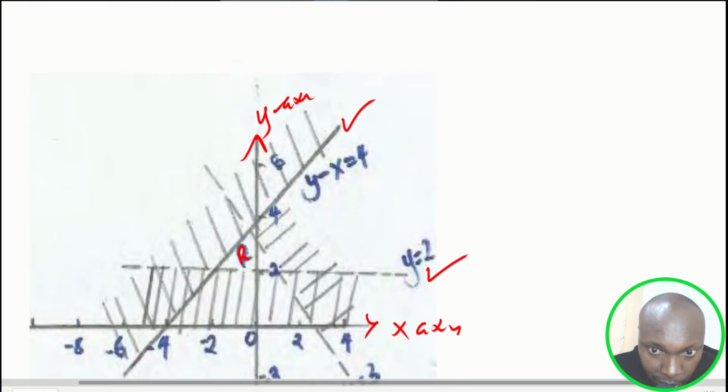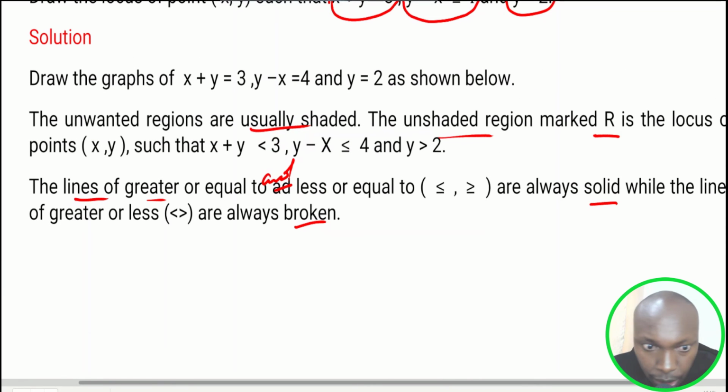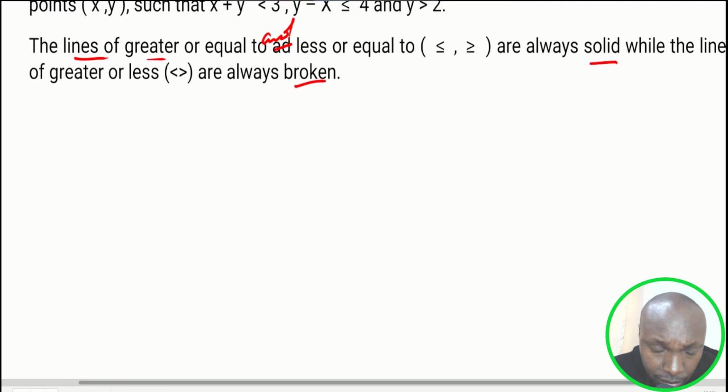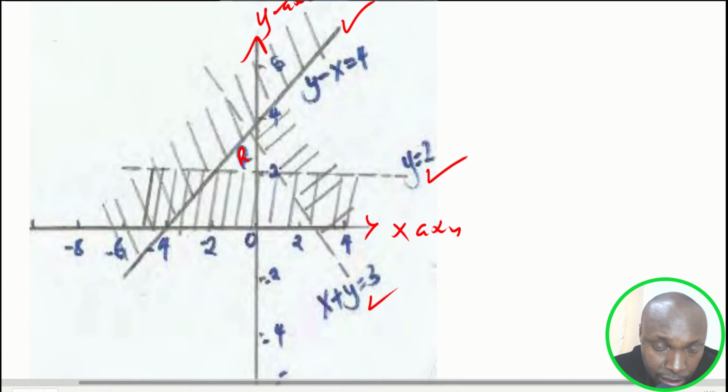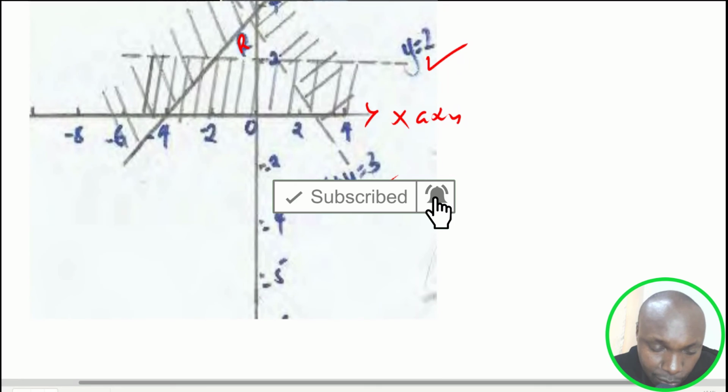That is the most important thing you're supposed to know: the unwanted regions are usually shaded. The unshaded region marked R is the locus of points xy such that x plus y is less than 3, y minus x is less than or equal to 4, and y is greater than 2. So that unshaded region marked R satisfies all these 3 inequalities, and that is the locus of all those inequalities. So that is how we work out the locus of inequalities.